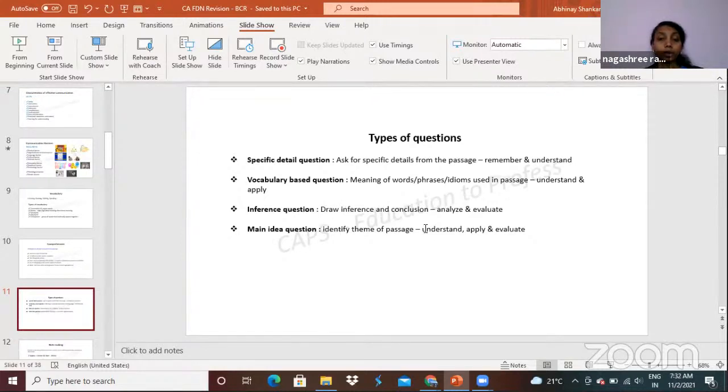And then you can have the main idea questions. Now, what is the main idea? This is something like identifying the theme of the passage, right? So these are the 4 types of questions which can be asked in your comprehension.